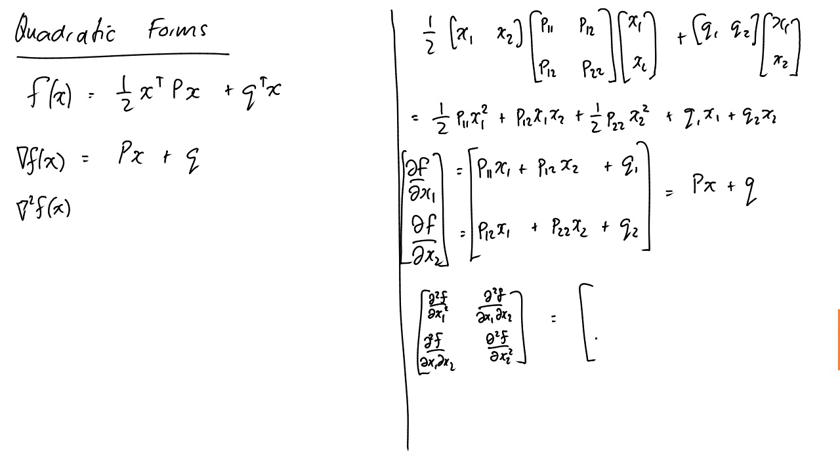Which equals, okay, if I'm going to take the derivative of, well, you can see that we're going to have p11 only. When we take the first derivative of this entry with respect to x1, everything but the p11 is going to vanish, and you can quickly fill in the rest, and you get back to your matrix P. So that's what a quadratic form looks like, and that's what its gradient and Hessian look like. So the Hessian is just the matrix itself, and the gradient is given by px plus q.